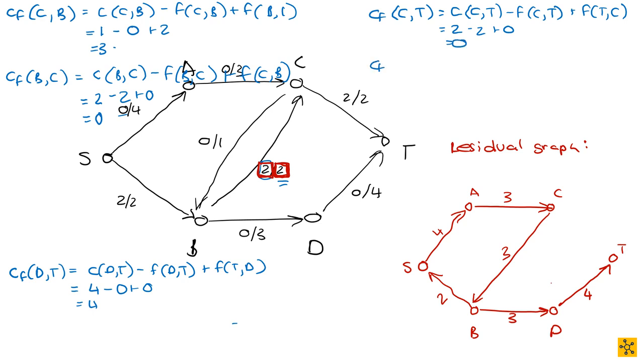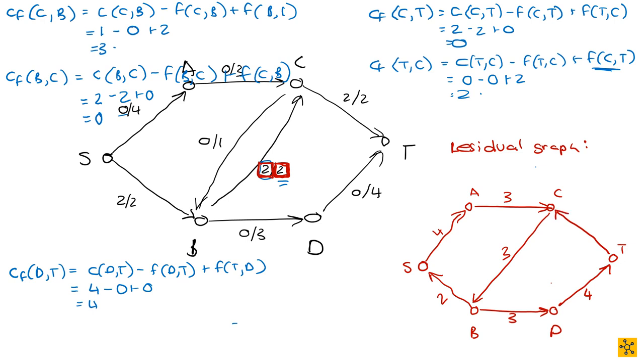Then we're going to work out our capacity of T to C. It's going to give you a capacity of T to C minus your flow of T to C plus your flow of C to T. Your capacity of T to C is 0, your flow from T to C is 0, but you have a flow of 2 happening there, which means you do have a capacity of 2 in the opposite direction. So you have this thing happening here.